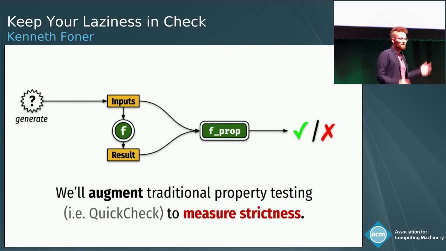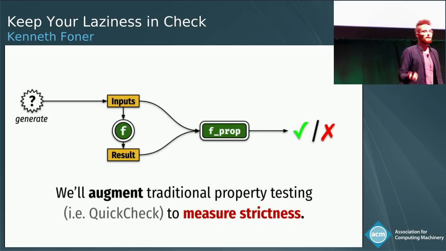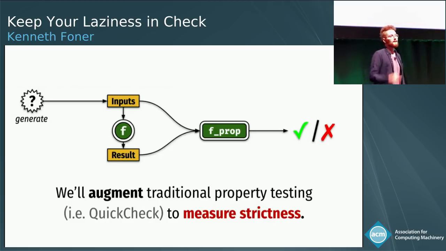So this is what traditional property-based testing looks like. I generate some inputs, I feed them into my function, and I get some result, and then I compute some kind of a property that relates the inputs to the result in some interesting way. And the property succeeds or it fails. It produces a counterexample if it fails. It produces some nice affirming ASCII text if it succeeds.